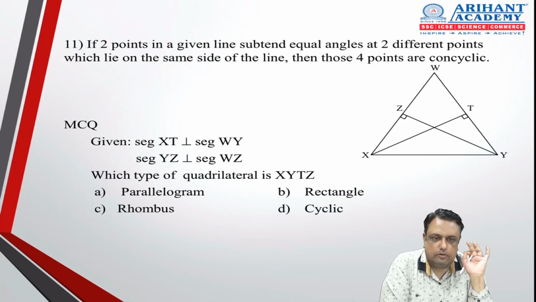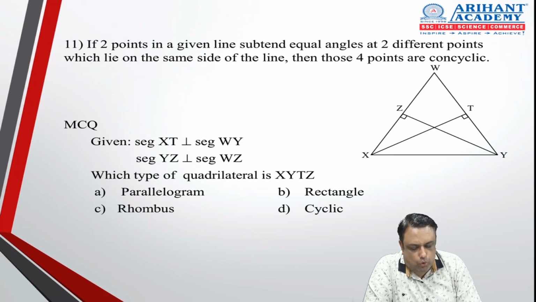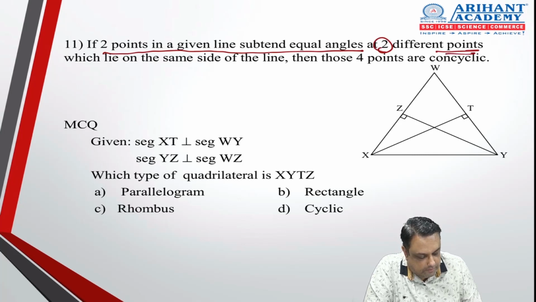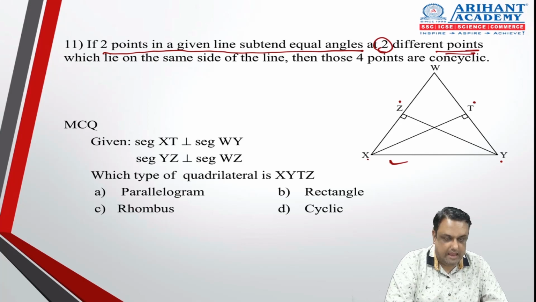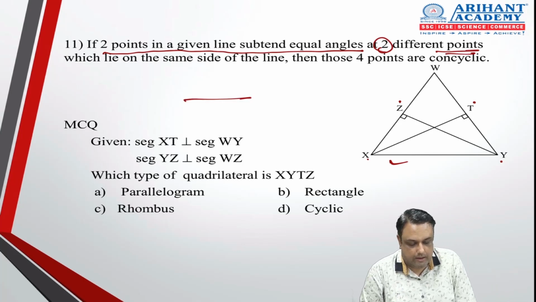And now the last, very, very simple point. If two points in a given line subtend equal angles at two different points, like for example X or Y, this makes one line XY. In front of it there are two points, Z and T, which are on the same side. They are on the same side of XY, it is not that Z is on this side and T is on that side.